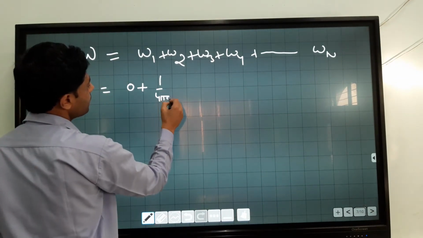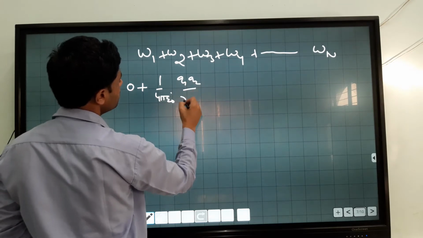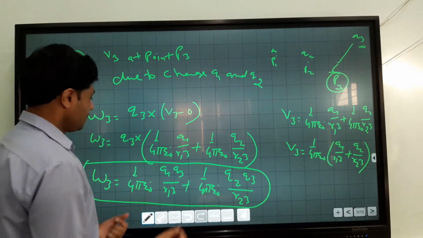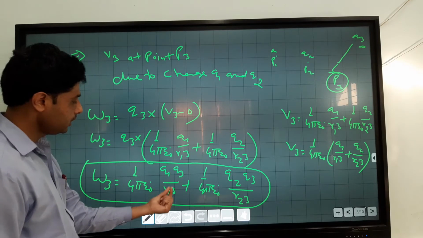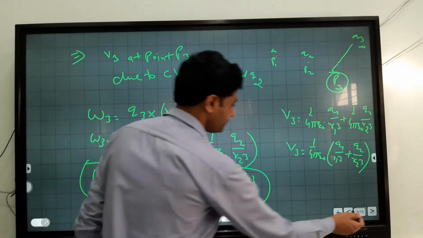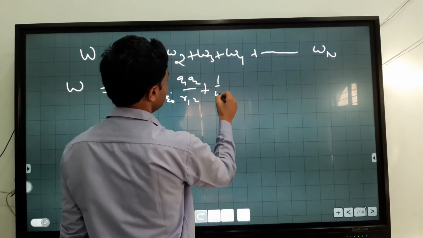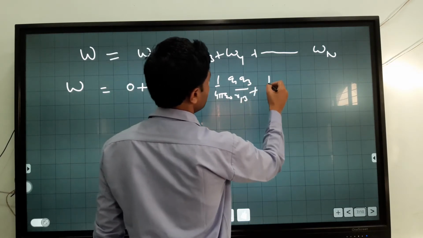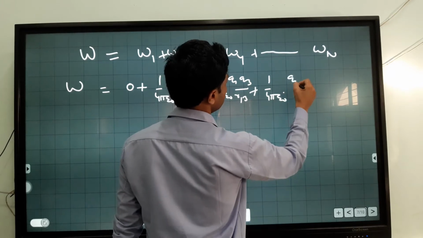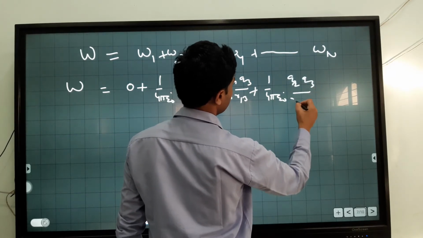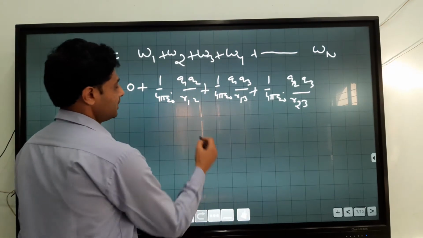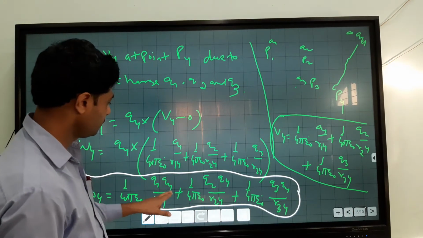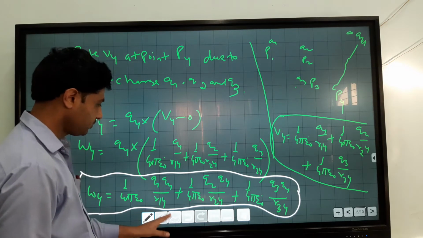1 upon 4 pi epsilon naught Q1 Q2 by R1 2, and the value of W3 is 1 upon 4 pi epsilon naught Q1 Q3 by R1 3, plus 1 upon 4 pi epsilon naught Q2 Q3 by R2 3.